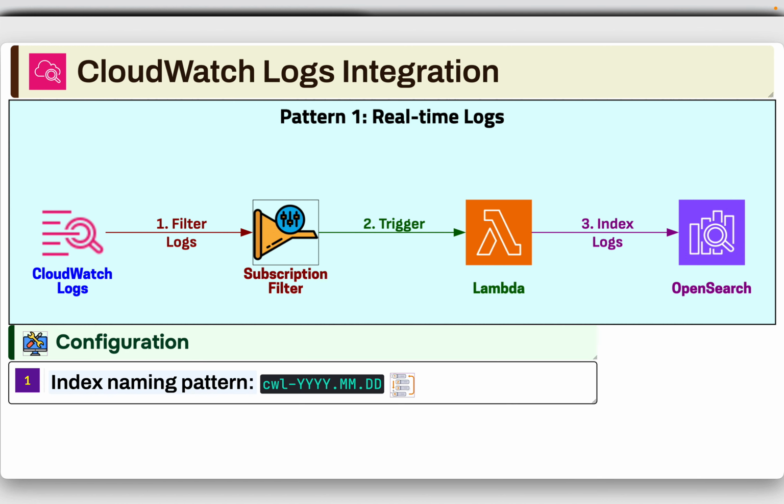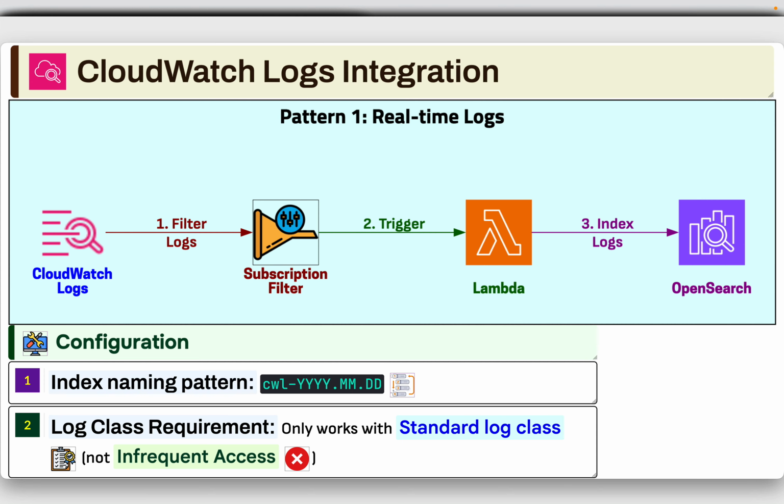And the configuration. So there is an index naming pattern. The default index naming pattern is CWL, which is for CloudWatch Logs, and then YYMMDD, which creates a new index for each day. And log class requirement. So this integration only works with the standard log class. It does not work with the infrequent access log class. So this is within CloudWatch.